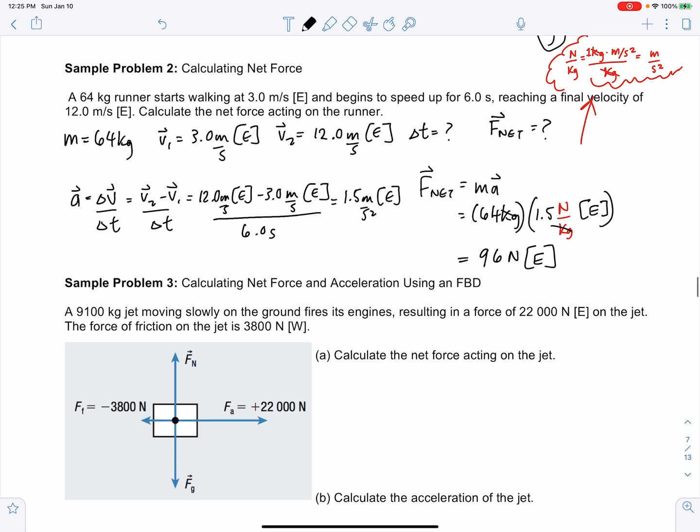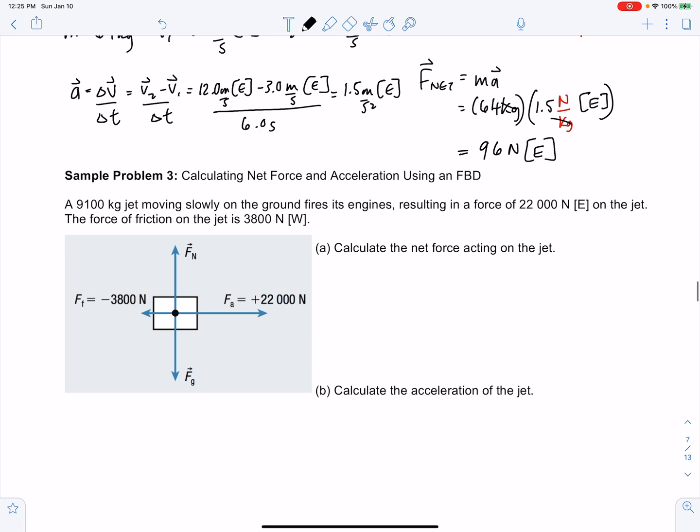Let's try the next example, sample problem number 3. Here we have a free body diagram showing a 9,100 kilogram jet moving slowly on the ground. It fires its engine, resulting in a force of 22,000 newtons east on the jet. And the force of friction on the jet is 3,800 newtons west. We also have a force of gravity down on the jet and the normal force up on the jet.